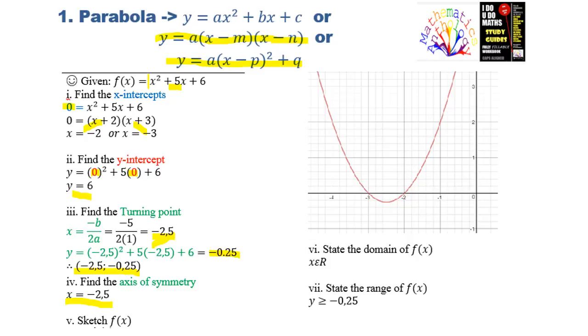Sketch f of x. So if we are to sketch the graph, we need to plot our x-intercepts, which are negative 3 there and negative 2 here. We need to plot our y-intercept, which is positive 6, which is not shown on this graph, but the graph should cross the y-axis at positive 6, and that does need to be shown. And the turning point as well. The turning point is negative 2,5 for x and negative 0,25 for y, which is here. So we need to join all those points and you'll get your graph. Remember that you must show the graph going through the y-intercept of positive 6 as well.